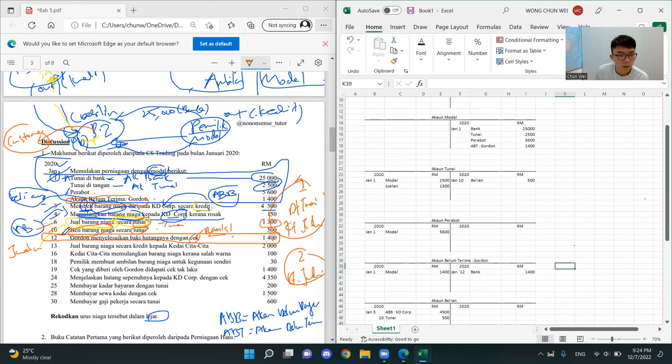Okay, after 12, we go 13. Menjual barang niaga. When you see menjual barang niaga, we know this is a jualan. Secara credit. When you see secara credit, straight away you know that this is an AB. What is AB? Account belum. But is it account belum bayar or account belum terima? You need to see the front, the kata kerja sini.